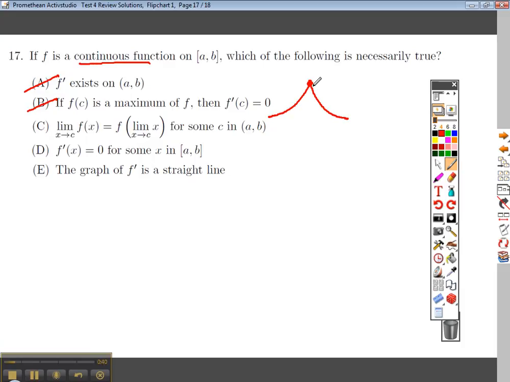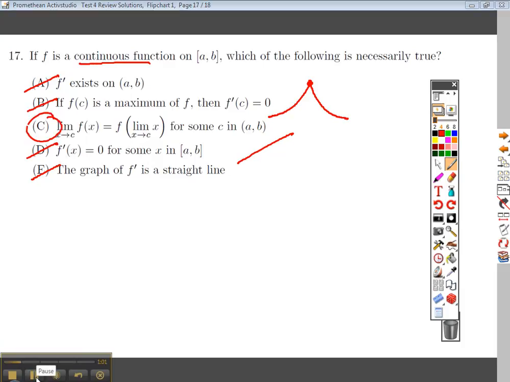We'll come back to C, and then D says f prime of x has to equal 0 for some x in A and B. Again, I could draw a graph that goes straight up, and nowhere is it 0, meaning nowhere does it level off. E says the graph of f prime is a straight line. I have no idea. Okay, so the only acceptable one is this.